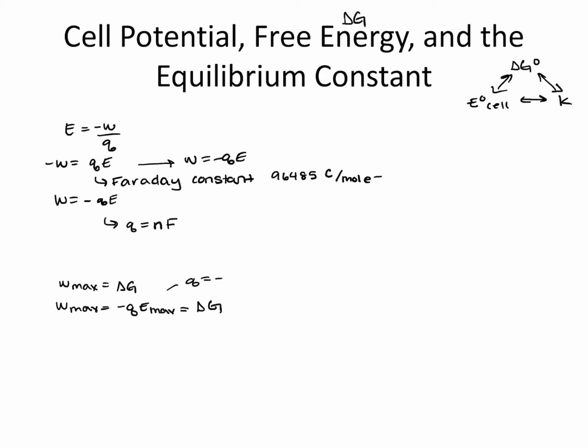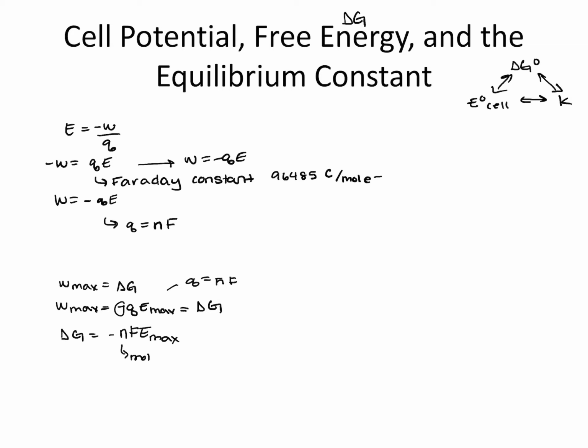And since we know that Q is equal to NF, we can substitute everything to get delta G is equal to negative, to keep that negative sign, NFE max. And that's how our cell potential and our delta G, Gibbs free energy, are directly related. So the maximum cell potential is directly related to the free energy difference between the reactants and the products in the cell. The N is your moles, right? The mole difference between reactants and products.